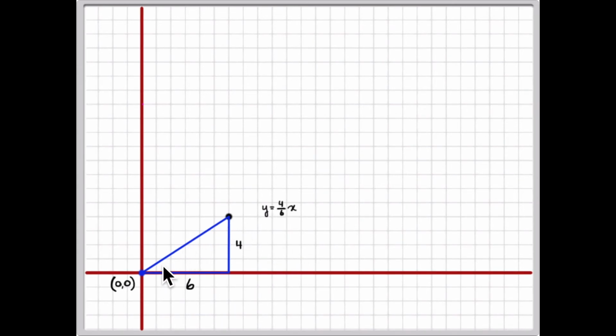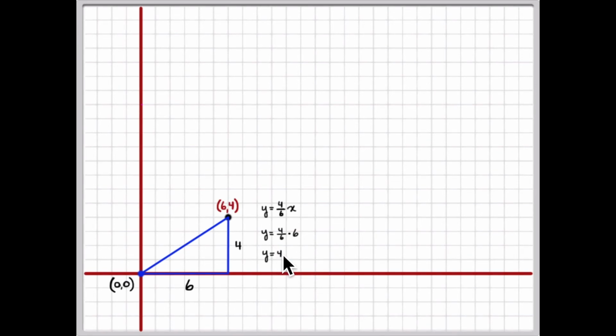So wherever you choose along this line, this length along the vertical side is going to be 4/6 of the length along the horizontal side, or the x value. So y is equal to 4/6 of 6. These 6's cancel out. 4/6 of 6. Now think about that. You have $6. What's 4/6 of those $6? It is $4. So y is equal to 4, and this point is that x is 6, y is 4.